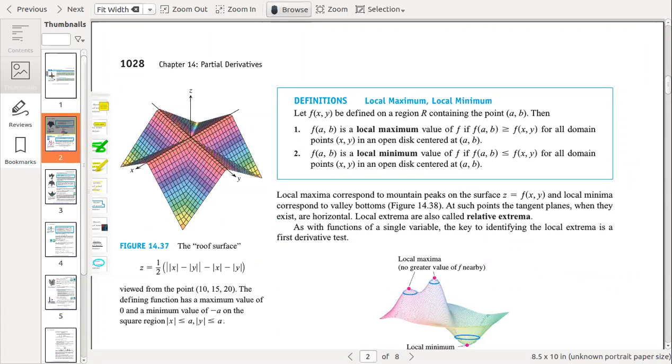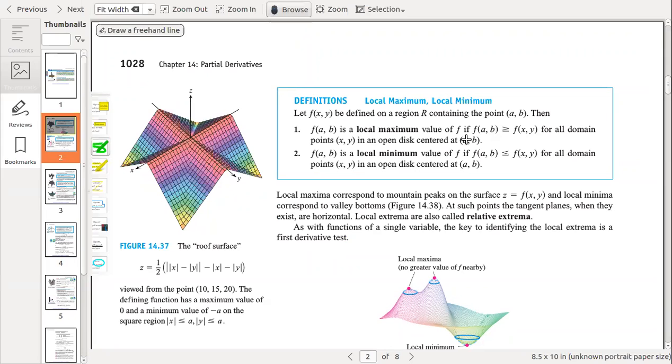Local maxima and local minima. Let f(x, y) be defined on a region R containing the point (a, b). Then f(a, b) is a local maximum value of f if f(a, b) is greater than or equal to f(x, y) for all domain points (x, y) in an open disk centered at (a, b). And f(a, b) is a local minimum value of f if f(a, b) is less than or equal to f(x, y) for all domain points (x, y) in an open disk centered at (a, b).